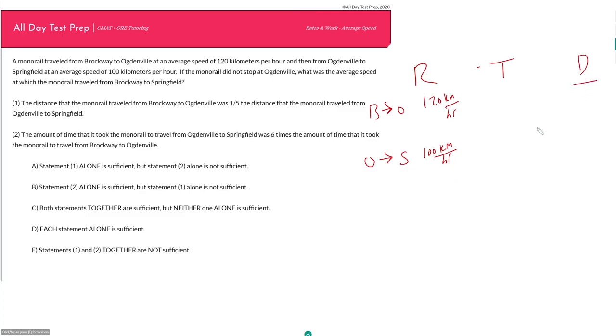I want to find total distance over total time. And so how you write that is sort of up to you. I maybe won't fill it in yet. I'll wait till I get some actual values.